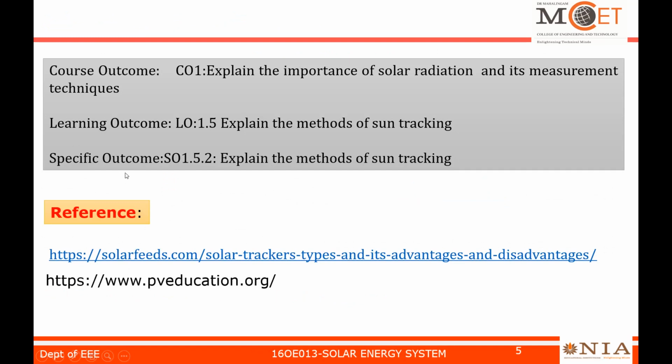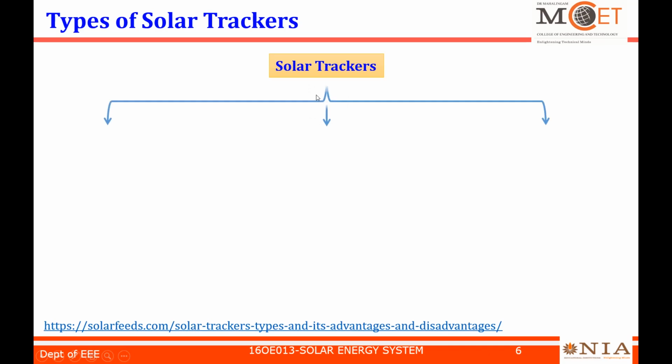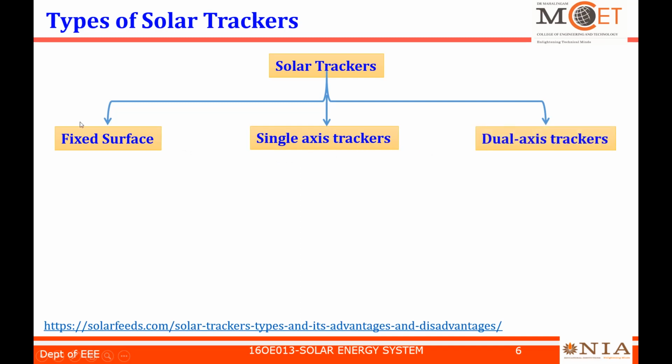In this, the specific outcome is methods of sun tracking. Types of solar trackers. Generally, solar trackers are classified into three categories. The first one is a fixed surface, the second one is a single axis tracker, and the third one is a dual axis tracker. In the fixed surface, the panel will be fixed to a particular angle and will not be moved. In a single axis tracker system, only one angle can be moved. It may be horizontal or vertical. In a dual axis tracking system, both horizontal and vertical axes can be moved simultaneously.